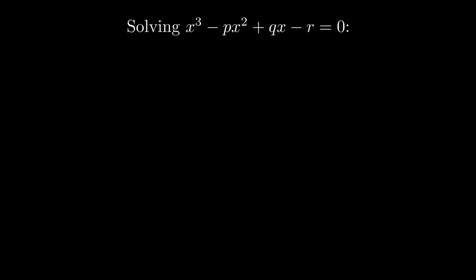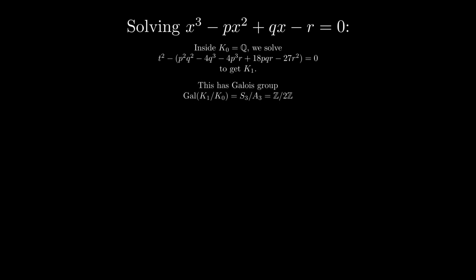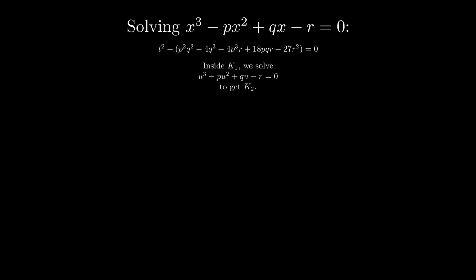Then to solve a cubic, we start by solving this quadratic to get what's called the discriminant. The t here is the product of the differences of the roots, that is, a minus b times b minus c times c minus a. This being quadratic, it certainly has Z mod 2 Galois group, and the Galois group of the top field becomes A3.